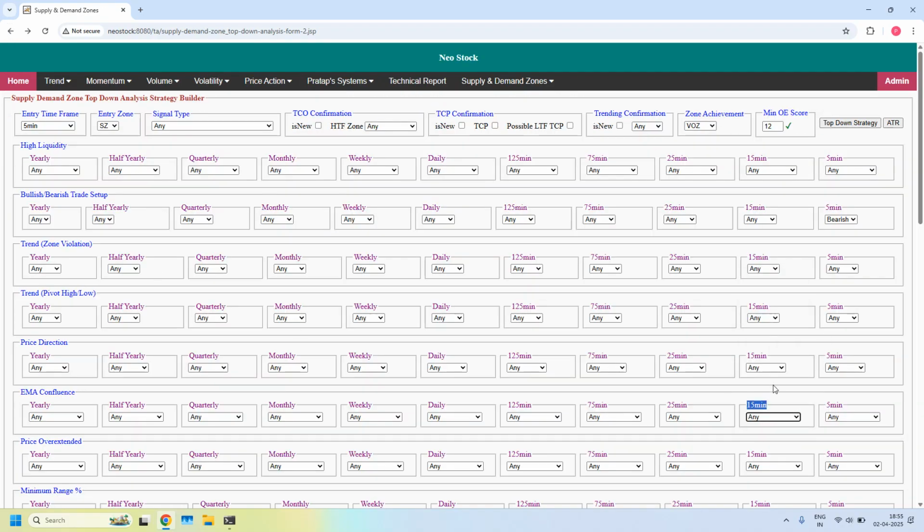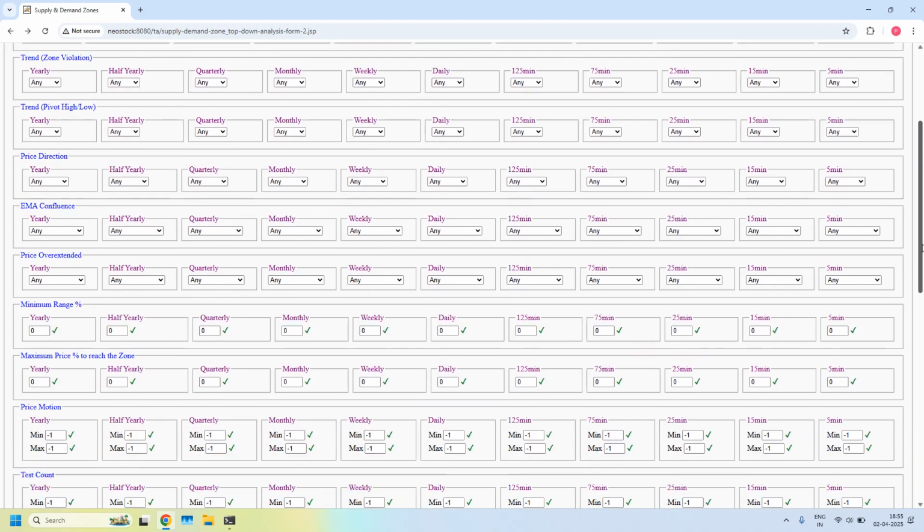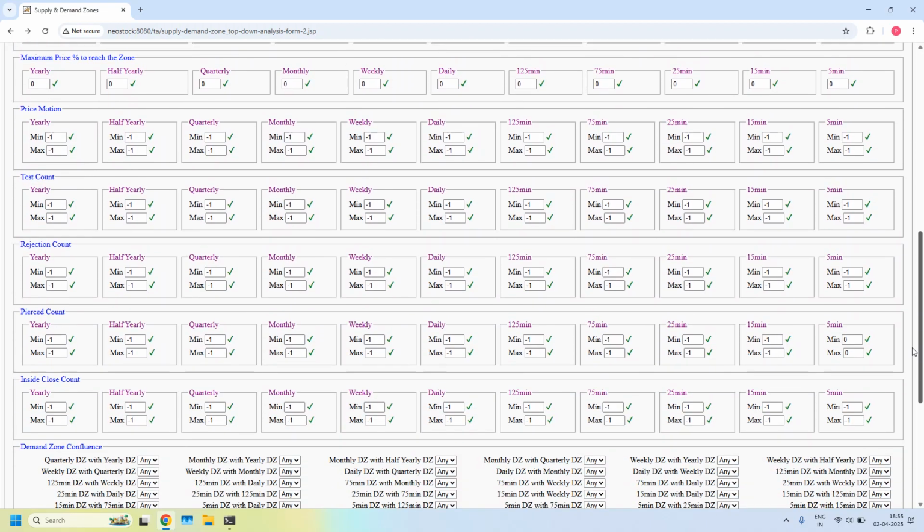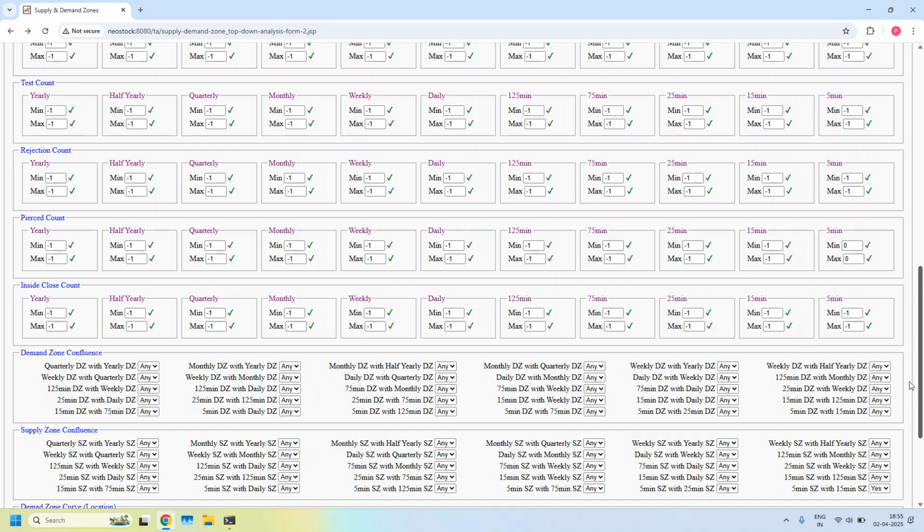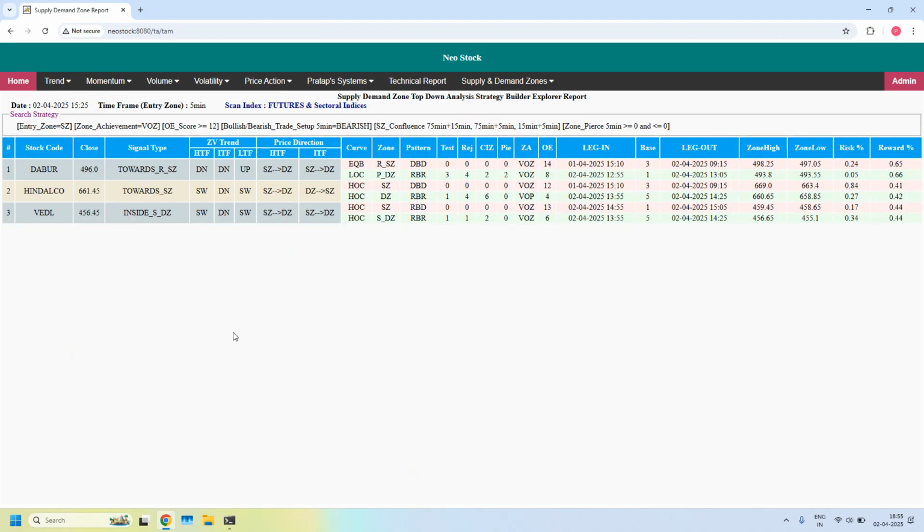Okay, next we will look into LTF, ITF, HTF supply zone confluence supported stocks. Removing EMA filter. That is 5 minutes, 15 minutes and 75 minutes supply zone confluence. So first filter is already enabled. Next 5 minutes with 75 minutes supply zone confluence. 15 minutes supply zone with 75 minutes supply zone confluence. With all the 3 filters enabled, we got 3 stocks, all 3 stocks.